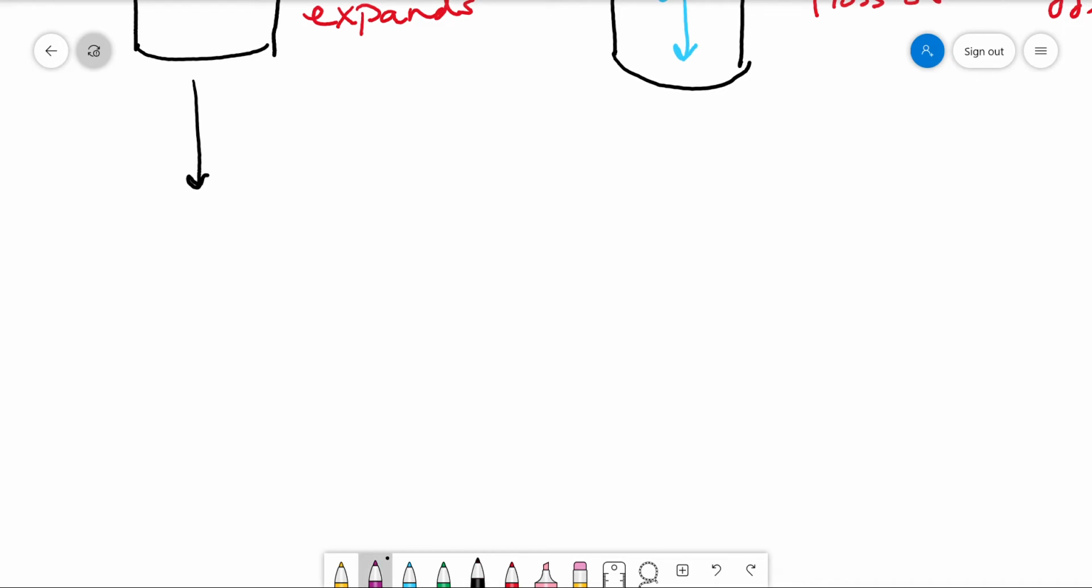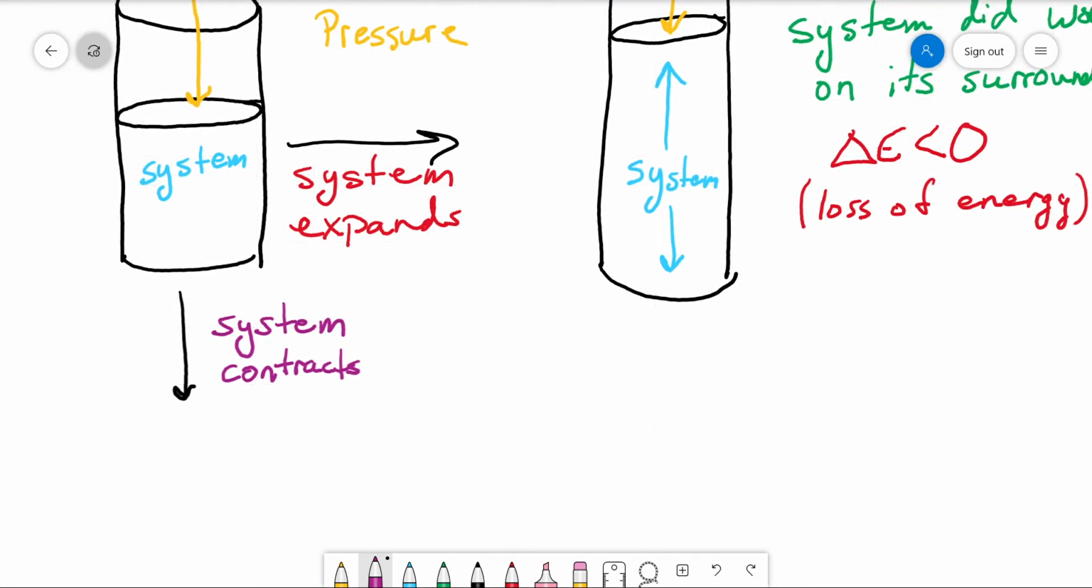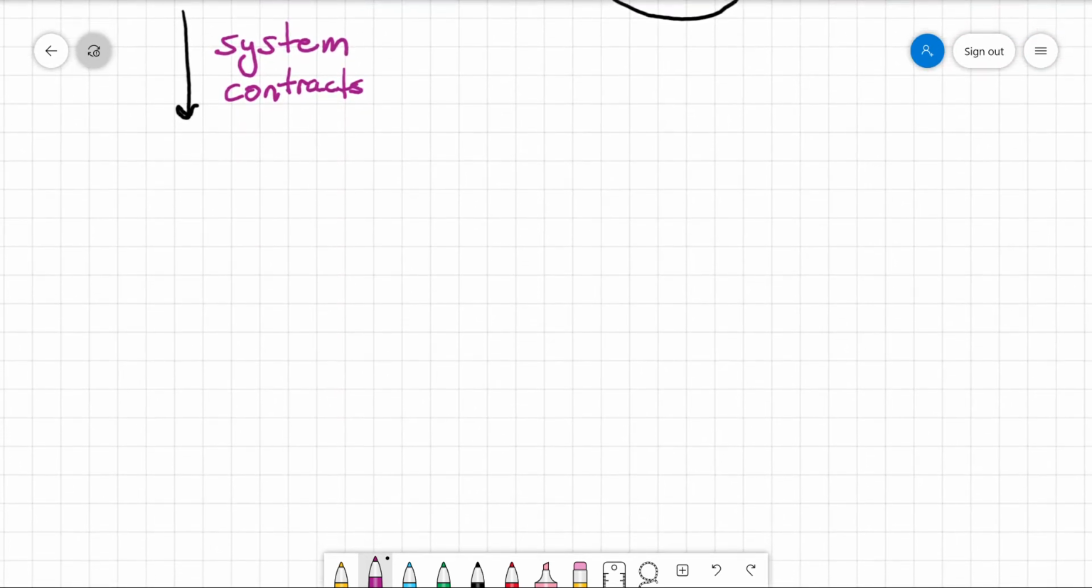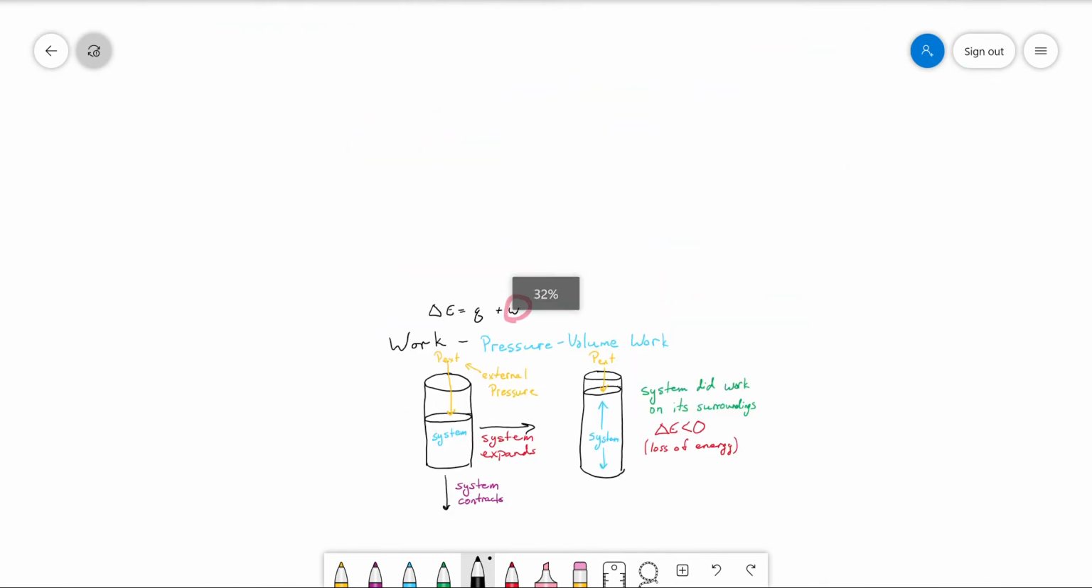Let's say that the system contracts. And just so we're all clear, when I say the system expands or contracts, it could be because, say, the system expands because gas is produced in a reaction. The system could contract, for instance, if gas is consumed in a reaction. So if you have fewer moles of gas, and now you have more moles of gas, the system will expand. If you start with a lot of gas and you end up with few moles of gas, the system will contract.